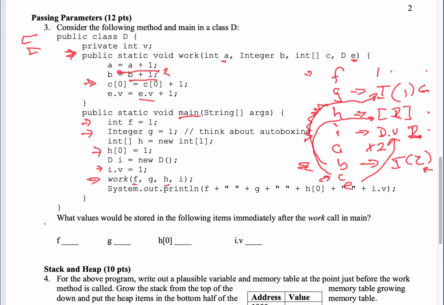So now when I print them out, f is still a 1. g still points to this integer object that has a 1 in it. All right? This b had changed. It's referencing a new integer object, but that didn't change g. h[0], well, we look at h[0]. The internals of h[0] had turned to a 2. And i, well, it has turned into a 2 as well.